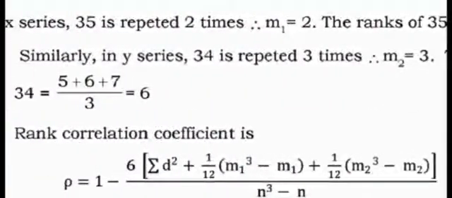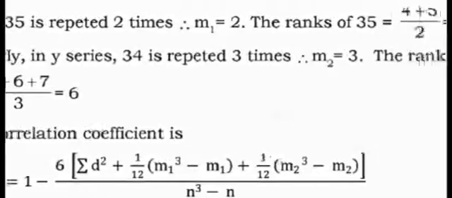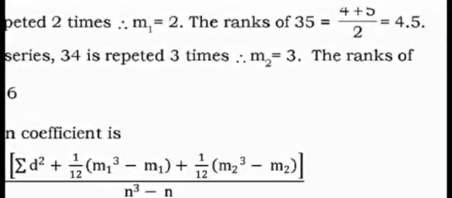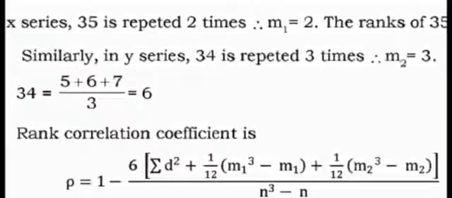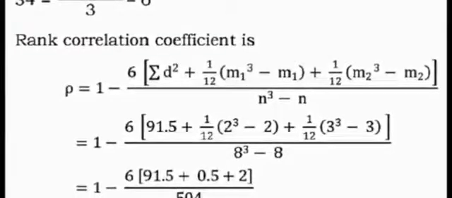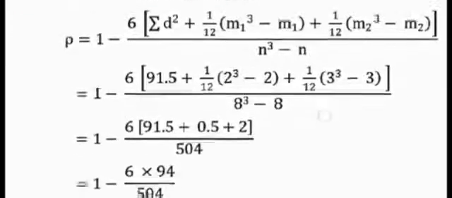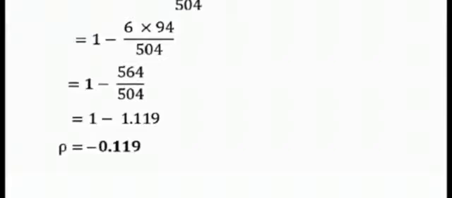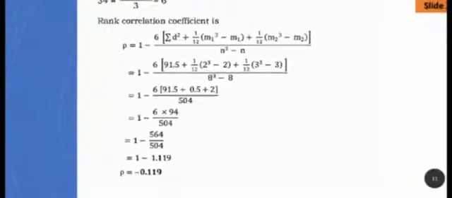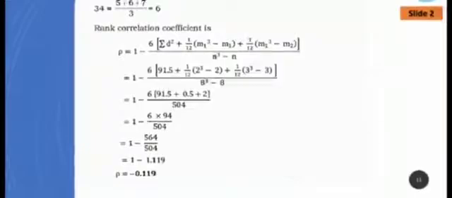Similarly in y series 34 is repeated 3 times. So m2 will be 3. The ranks of 34 will be 5th, 6th, 7th divided by 3 is equal to 6. Then rank coefficient, this is the formula we'll apply. Substitute everything, and then finally you get the answer as rho is equal to minus 0.119. So this one change you need to remember. If the ranks are repeating, the formula changes by applying the correction factor.